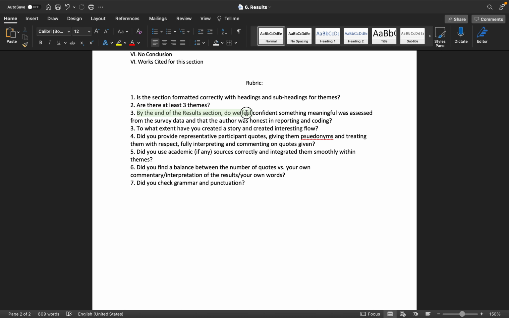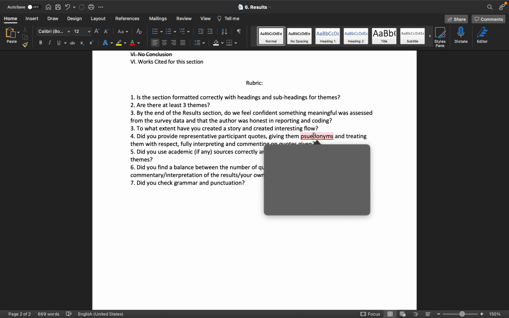Basically, by the end of the results section, do we feel confident something meaningful was assessed? That the author was honest in reporting their coding? You just didn't make it up, I guess. To what extent have you created a story, created interesting flow? It's easy to read. Did you provide representative participant quotes, giving them pseudonyms?